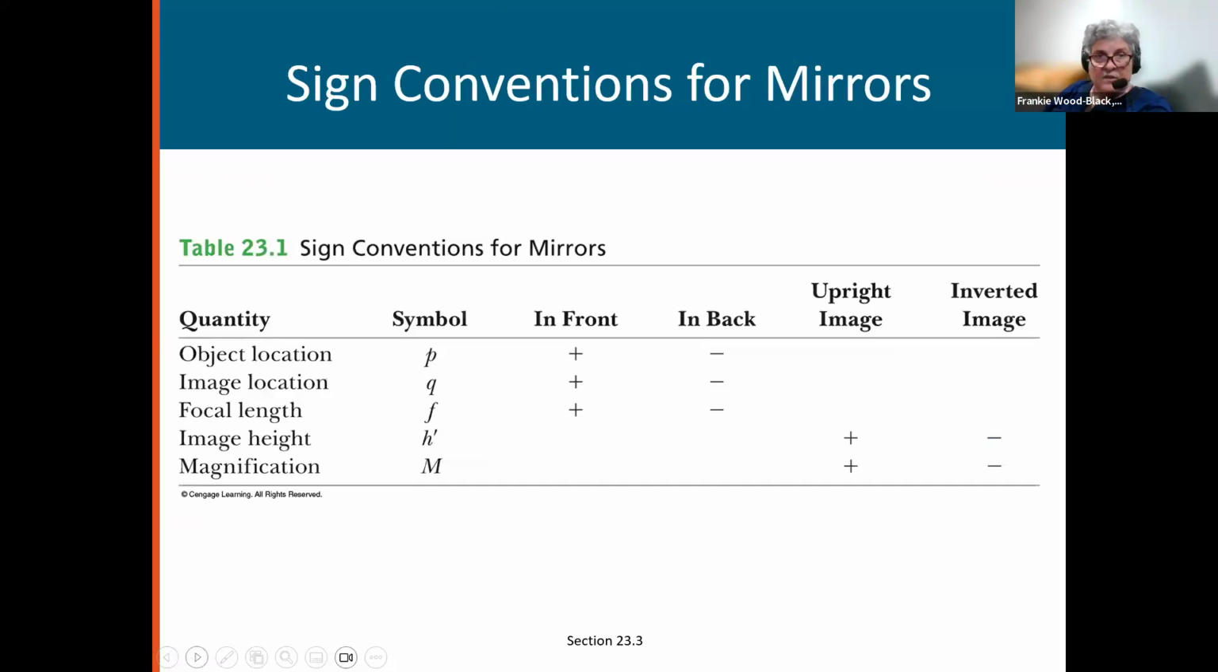All right. So when you're working the problems, I encourage you to keep your sign convention tables handy because that's really what's going to help you with your WebAssign and keep your answers correct. So if my object is in front of the mirror, it's going to be positive. If my object is behind the mirror, it will be negative. If my image is in front of the mirror, it's going to be positive. If it's behind the mirror, it will be negative. Same with my focal length.